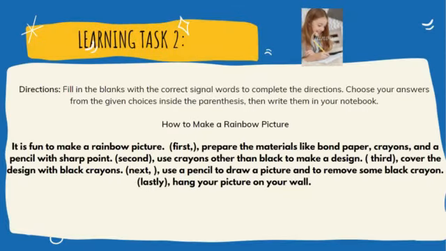Okay, so let us read the directions with the correct signal words. How to make a rainbow picture. It is fun to make a rainbow picture. First, prepare the materials like bond paper, crayons, and a pencil with sharp point. Second, use crayons other than black to make a design.